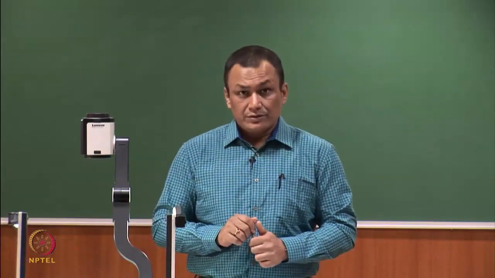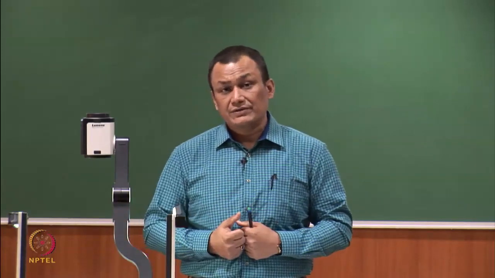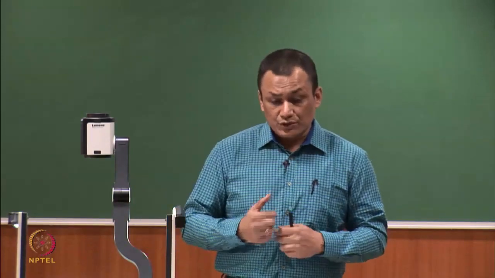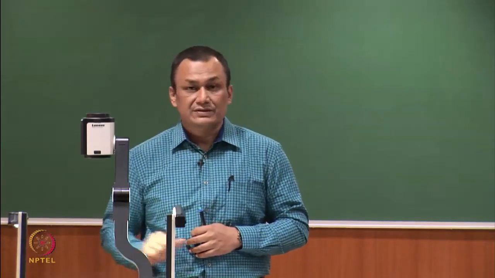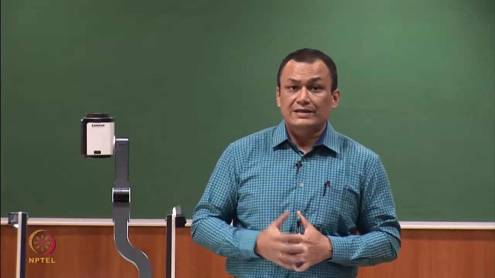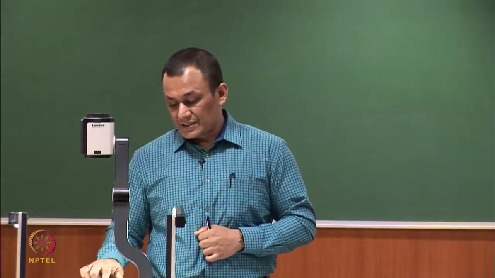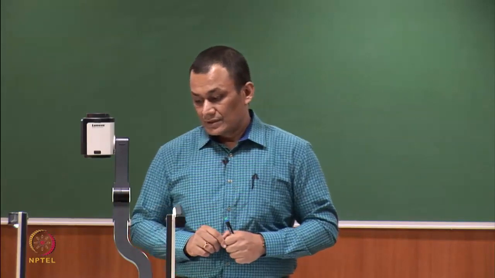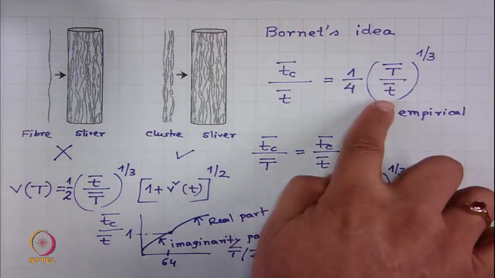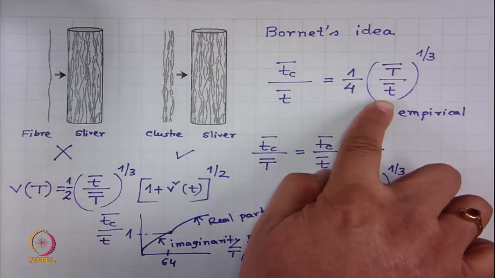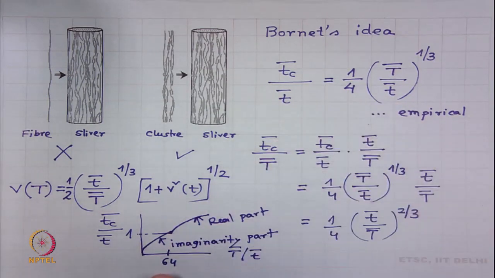So, if one has to use this expression, you need to be sure that in the cross section of fiber or yarn, the number of fibers must be greater than 64, then only you should be able to use this expression. If a yarn has fewer than 64 fibers in the cross section, then this expression cannot be used, because this expression has a serious problem. It does not define when the number of fibers is less than 64. If it is more than 64, you can use this expression.